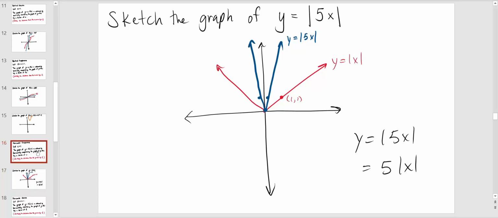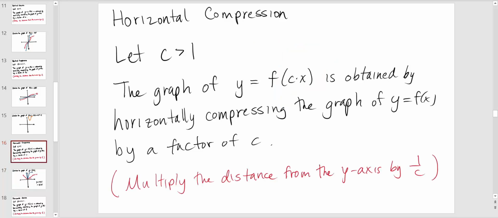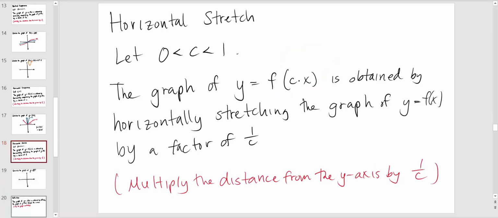So when you multiply on the inside, directly on the x, by a number bigger than 1, that's going to horizontally compress the graph. It's going to get c times closer to the graph. You're multiplying the distance from the y-axis by 1 over c. So if you multiply by a number between 0 and 1, that's going to stretch the graph horizontally. The graph of y equals f of c times x is obtained by horizontally stretching the graph of y equals f of x by a factor of 1 over c. You're going to multiply the distance from the y-axis by 1 over c. c is between 0 and 1, so to stretch it, you're going to have to multiply by the reciprocal.